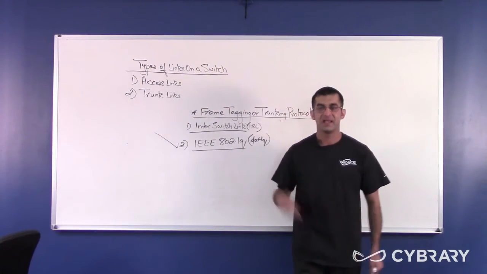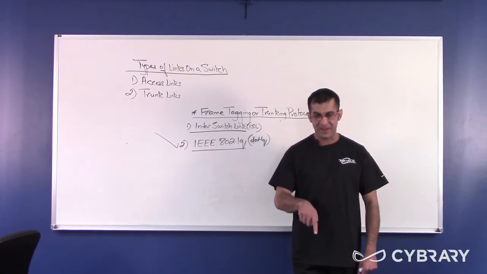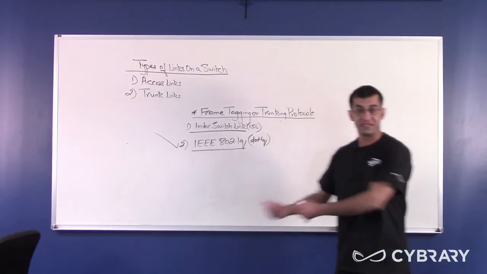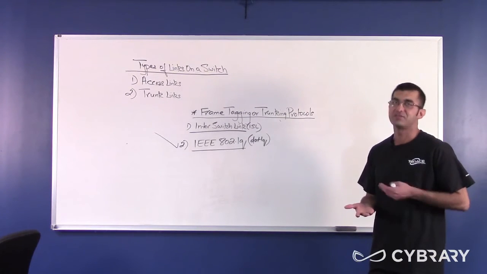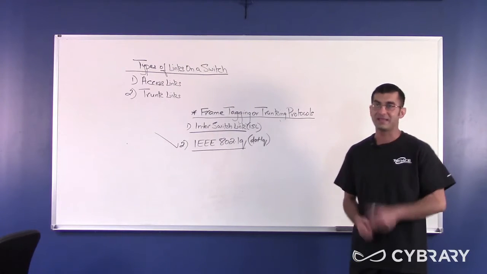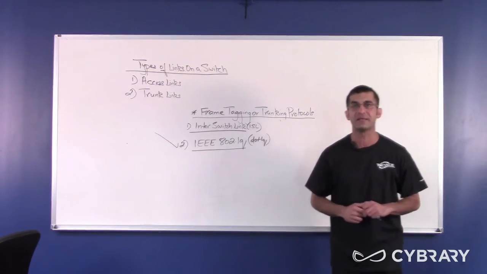So the sending device adds the tag and identifies the frame with the VLAN it belongs to, and the receiving switch reads the tag, says, okay, this frame belongs to VLAN 10, for example, and then removes the tag and forwards the frame out to VLAN 10.